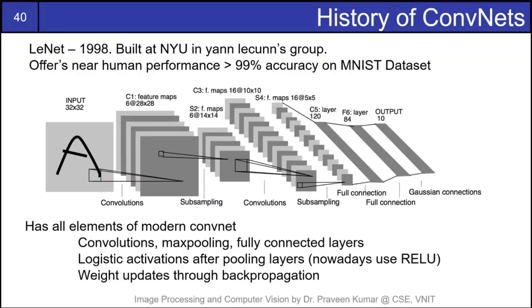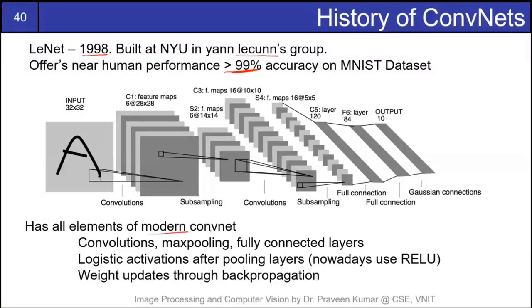The first successful convolutional net was long back. In fact, it came out in 1998 or 2000 somewhere. It was called LeNet, by the name of the main scientist, Yann LeCun at New York University. They had proposed this architecture for the MNIST data set, and their architecture performed at more than 99% accuracy.